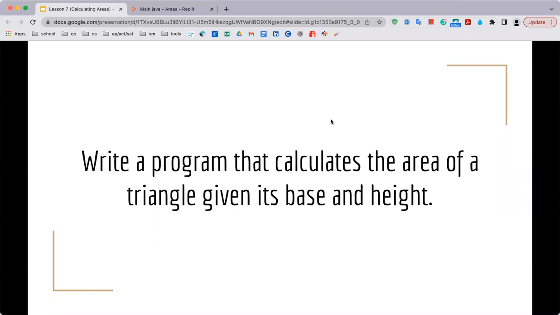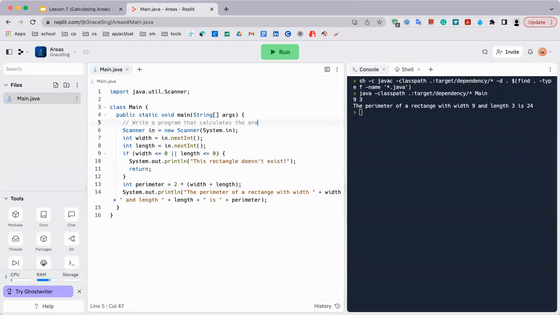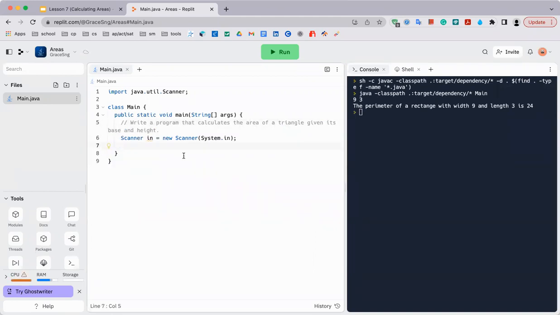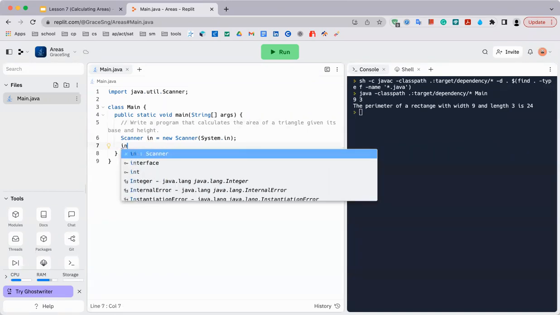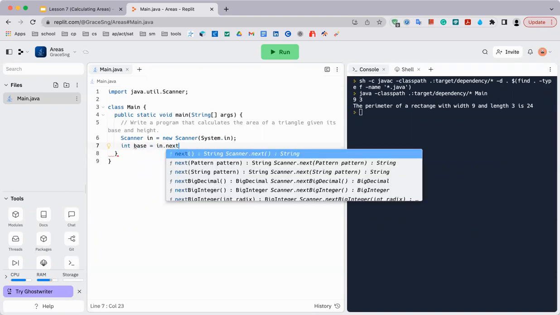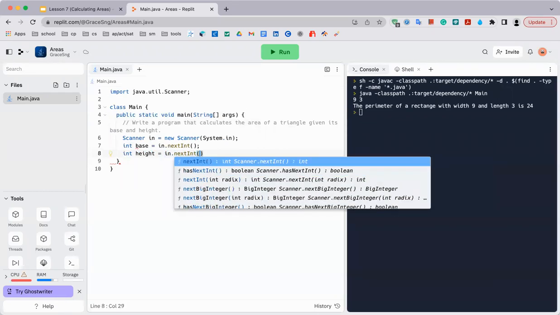All right, now here, let's write a program that calculates the area of a triangle given its base and height. So here what we want to do is read in the base as an integer and read in the height as an integer as well.